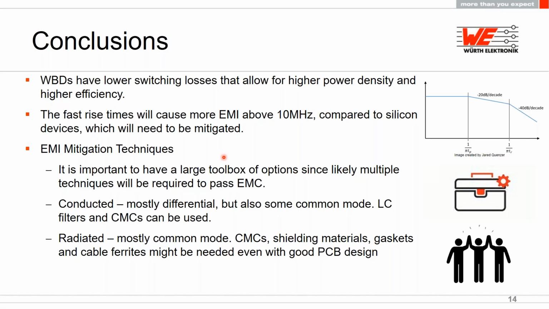For conducted emissions, like I had talked about, it's mostly differential mode noise, but there is still some common mode noise. LC filters and common mode chokes can be used in the conducted emission band. For radiated emissions, it's mostly common mode noise. You can still use common mode chokes. Of course, use shielding materials, gaskets, and cable ferrites. Even if you have good PCB design, you might still need to use some of these.